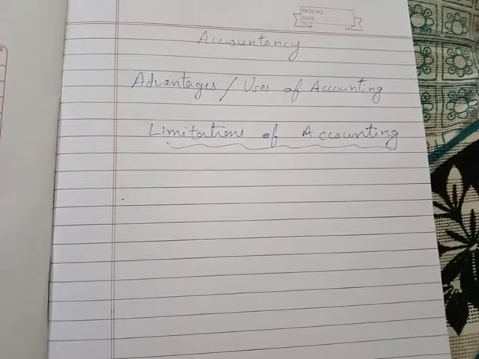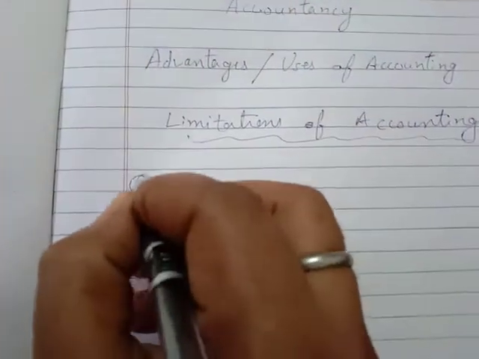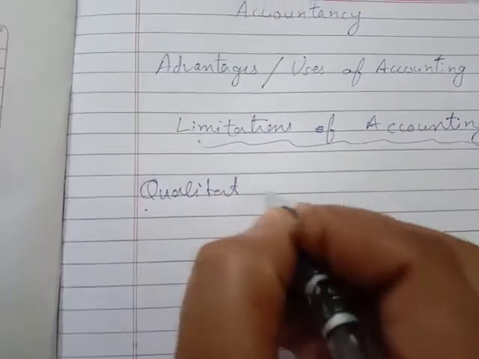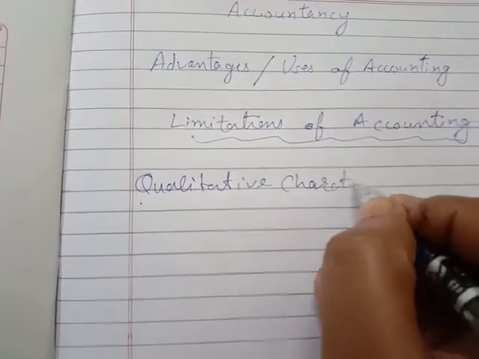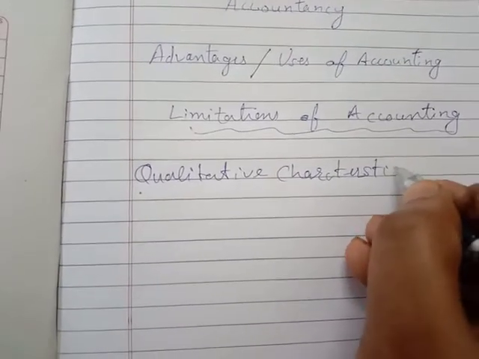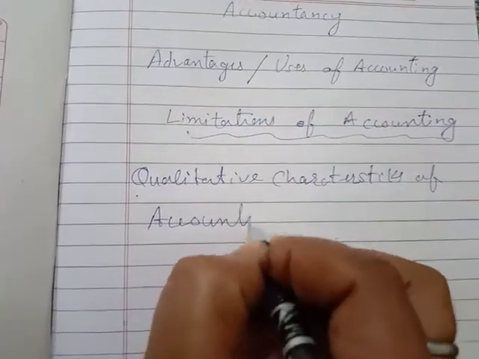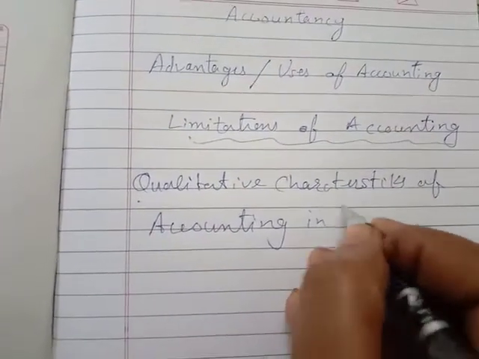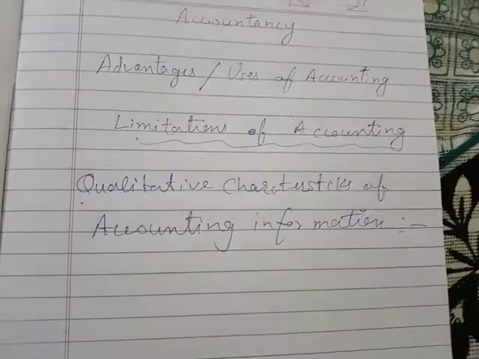Now, the last concept in this chapter we are going to discuss is qualitative characteristics of accounting information.